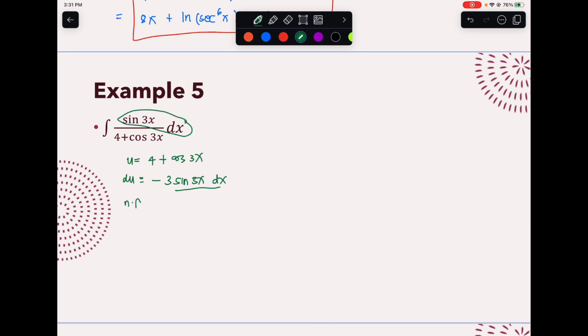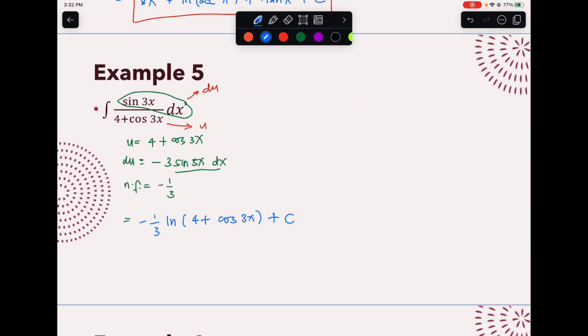So we can now have a neutralizing factor, which is negative 1/3. We are in excess of negative 1/3. And as you can see here, this one serves as our du, and the one at the denominator serves as our u. Therefore, the integral of du over u is simply ln u. In this case, we start with the neutralizing factor of negative 1/3, and then we have ln of 4 plus cosine 3x. So we have negative 1/3 ln of 4 plus cosine 3x, plus of course c.